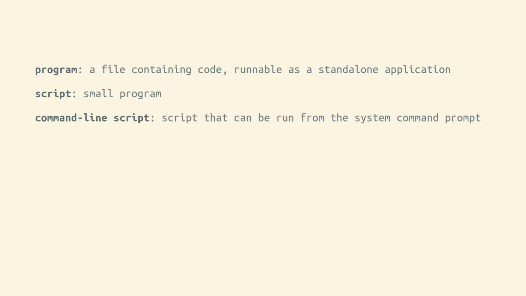A program is a file with code in it that you can run to get something done. A script is a name for a small program. A command line script is a script that can be run from your computer's command prompt or terminal.